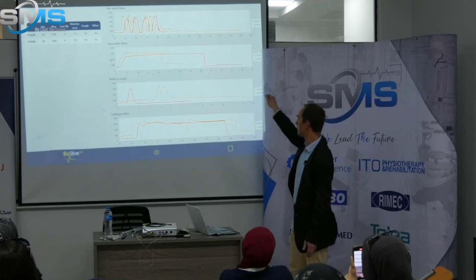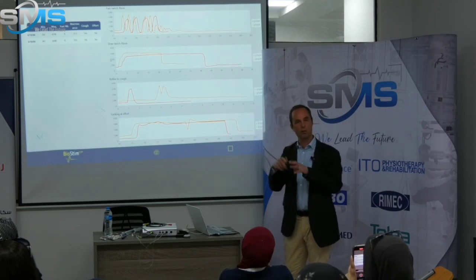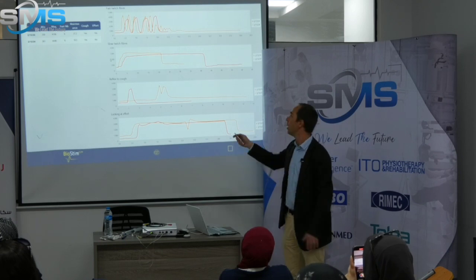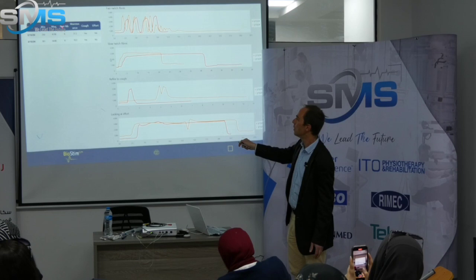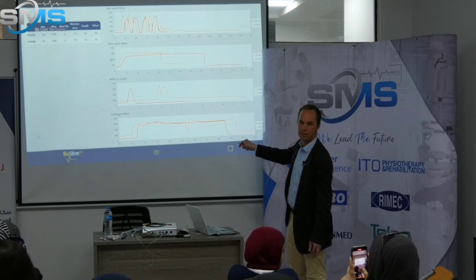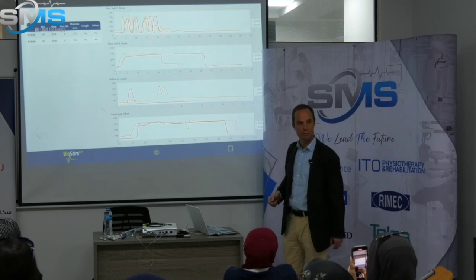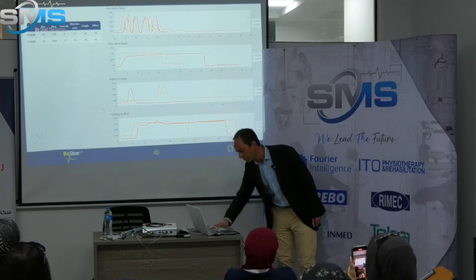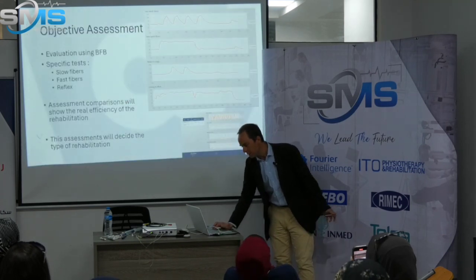That's important because with this kind of chart, you can show very easily to your patient that she's getting better. And also, if she doesn't like charts, you have the numbers. So here, you can have, for example, the number of fast contractions she did. And it's very easy to see improvements. Okay, so that's for the assessment.